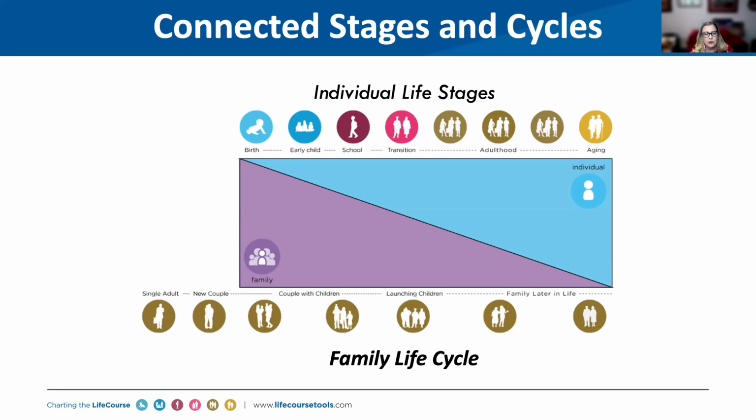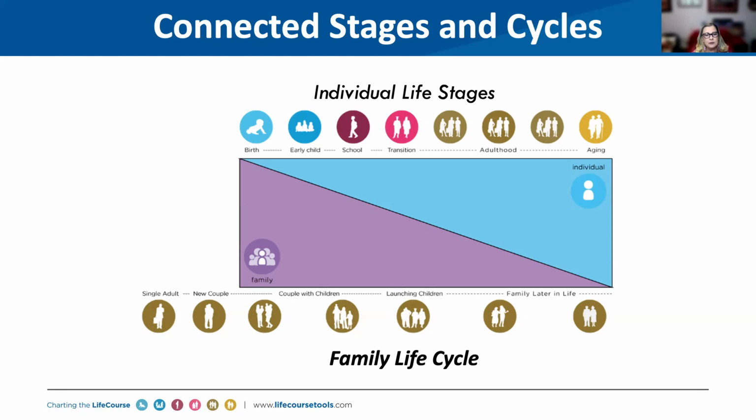And the reason you see the triangles there is because all of us start out as a young child. When we're first born, we need a lot of support from our family. Our family's doing everything for us. They make sure that we are protected and that we have food and shelter and that we're safe.